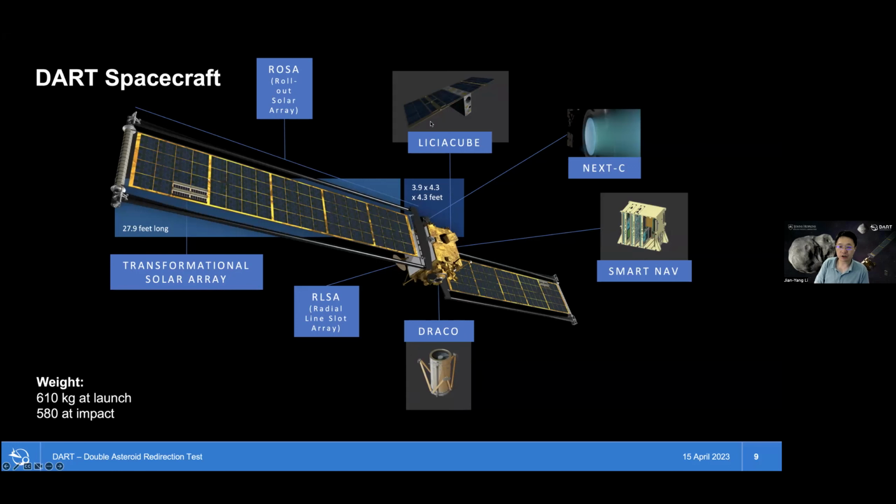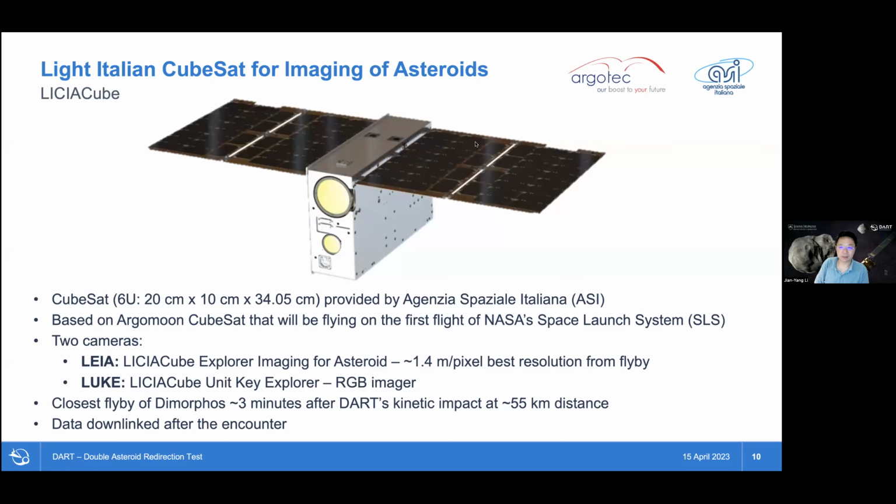And also there's a LICIACube, as I mentioned. It's contributed by the Italian Space Agency. That's going to look at the impact from a close distance, right? So this is the Italian CubeSat, very small in size. And it carries two cameras, LEIA and LUKE. LEIA is a long-range, very high resolution camera, and only black and white. LUKE is a color camera, RGB color, but it has a lower resolution and a larger field of view.